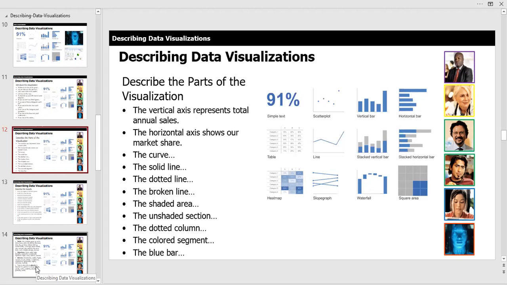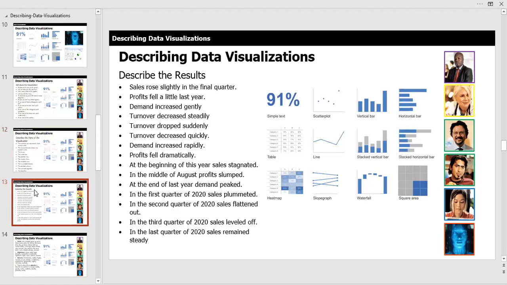The vertical axis represents total annual sales. The horizontal axis shows our market share. The curve, the solid line, the dotted line, the broken line, the shaded area, et cetera. Once you've described those visualizations, then you want to describe the results.